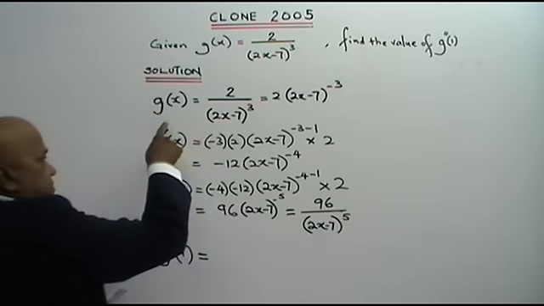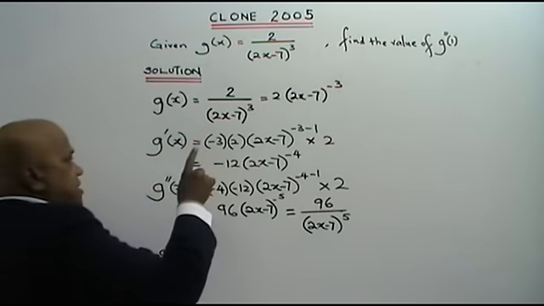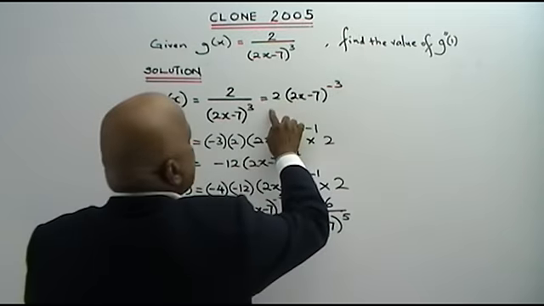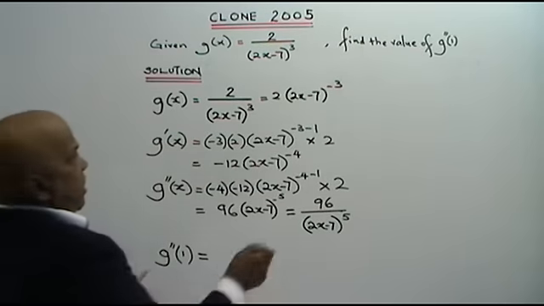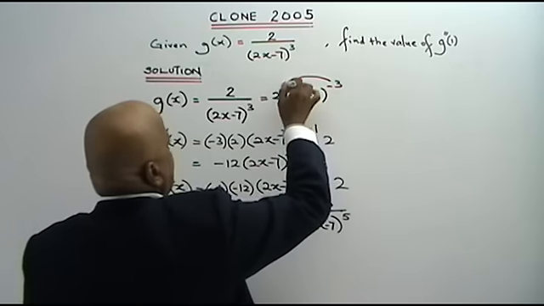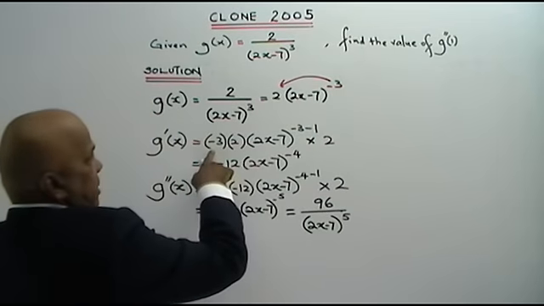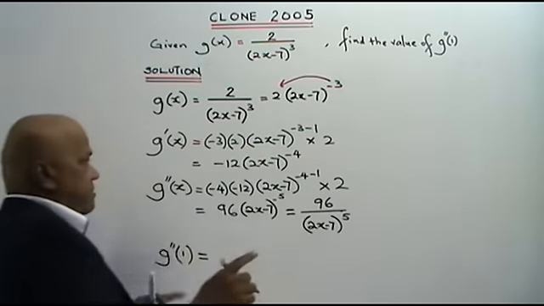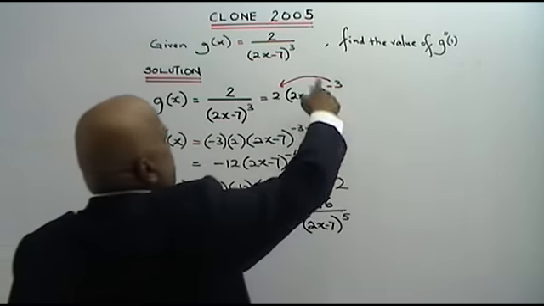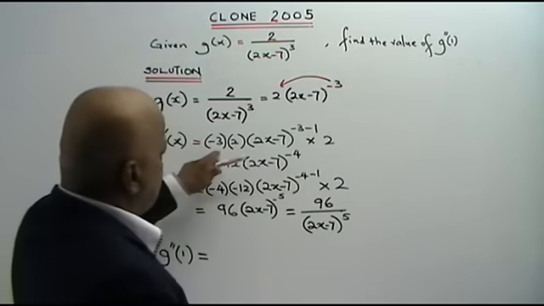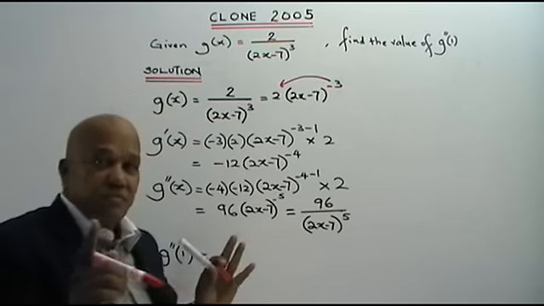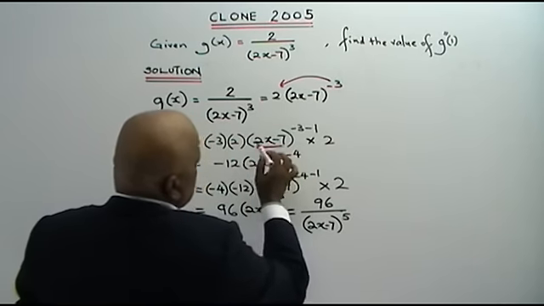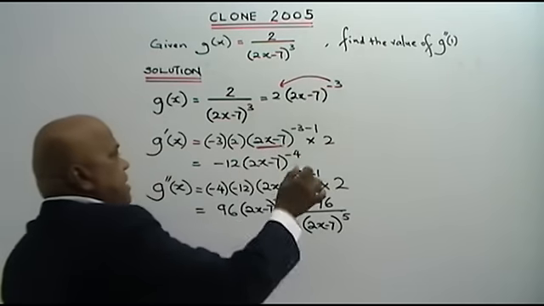Now, the first derivative, that means we differentiate this. So how do we differentiate? Negative 3 we bring forward, we multiply, and the power, you minus 1. First you differentiate the whole thing like this, then you differentiate the 2x minus 7. When you differentiate 2x minus 7, you get 2.